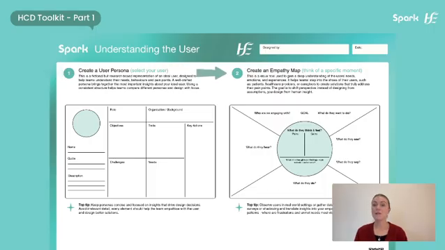Step 2 is empathy mapping. This is a powerful visual tool to step into the user's shoes, shifting your perspective from assumptions to human insight. The goal is to deeply understand their needs, emotions and experiences. So we're going to start with the outside. What do they see in their environment? What do they hear from others? What do they say? And what is their common language? And most importantly, what do they do? What are their actions and behaviours?